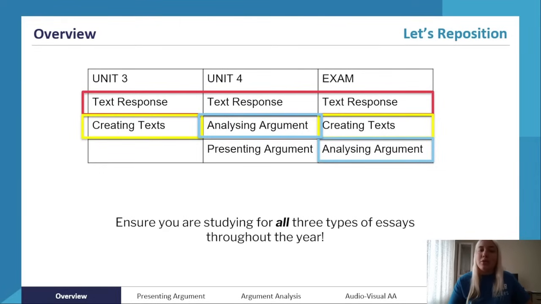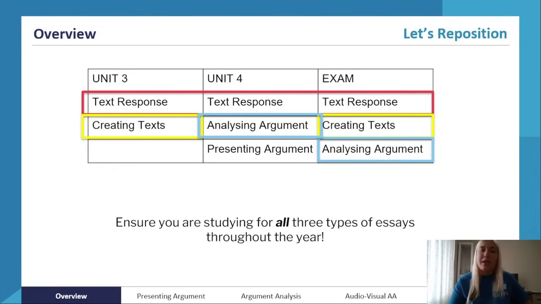Creating text, you do in Unit 3. So you need to be constantly revising this because this is the new Section B of the exam. In Unit 4, you also do analysing argument and presenting argument, which is your oral. And these are two very closely interrelated tasks. But ultimately, you have an analysing argument essay that you have to do as Section C of your exam as well. So it's really important you study for all three types of essays throughout the year.